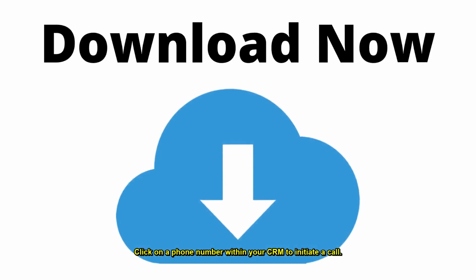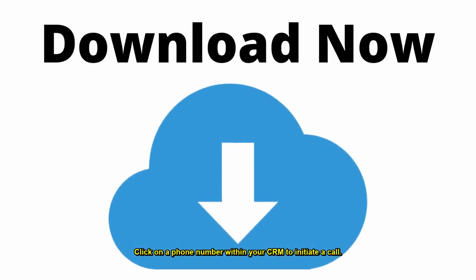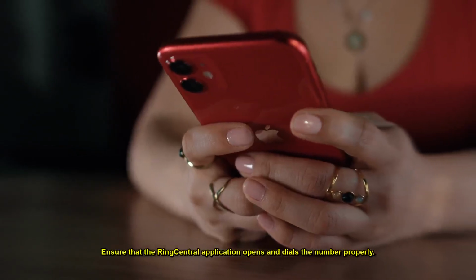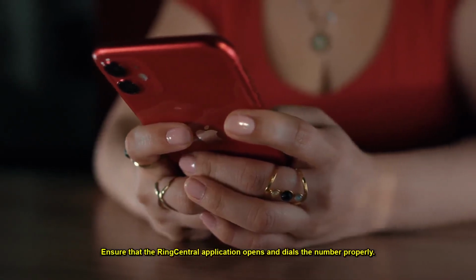To test the feature, navigate to your CRM platform. Click on a phone number within your CRM to initiate a call. Ensure that the RingCentral application opens and dials the number properly.